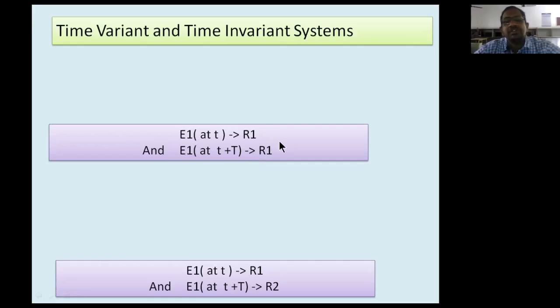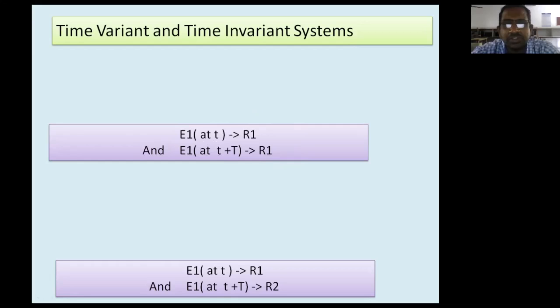So that means since the output produced by the system is the same, irrespective of the instance of occurrence of the signal with respect to time, the system is going to be time invariant. That means without depending on the time of occurrence of the signal, the system is going to give us a response. That is known as a time invariant system.